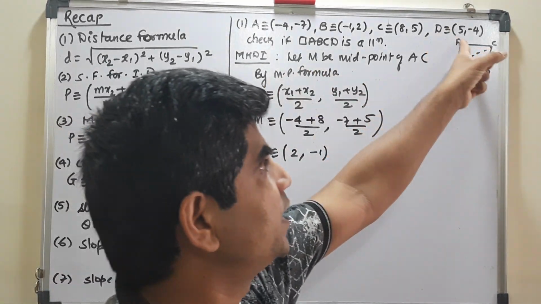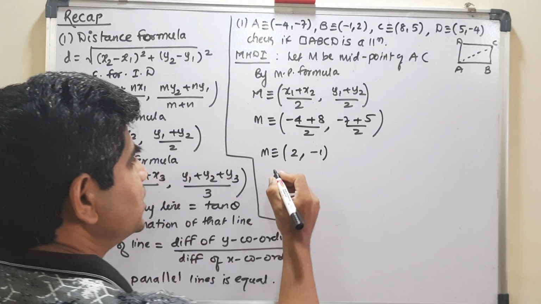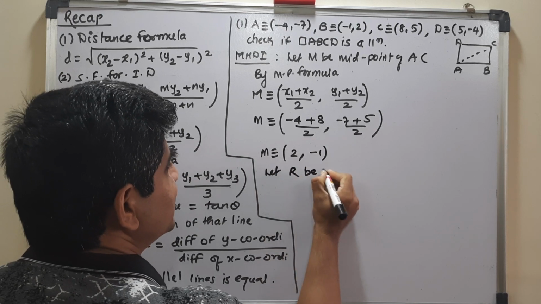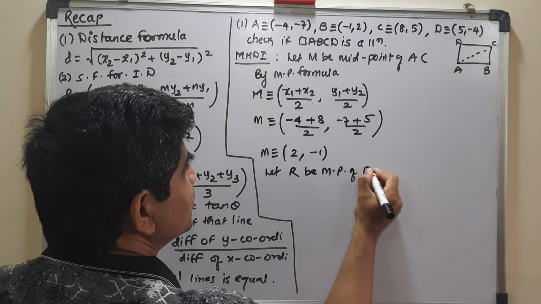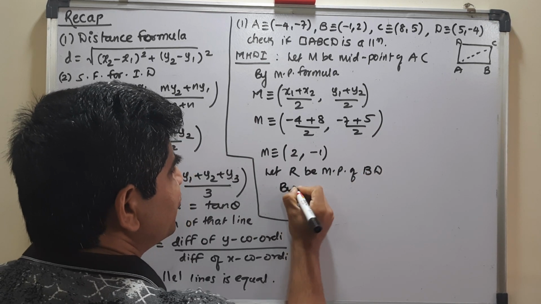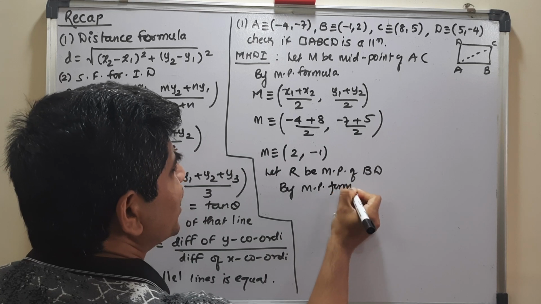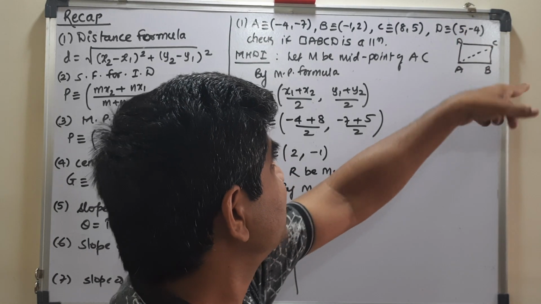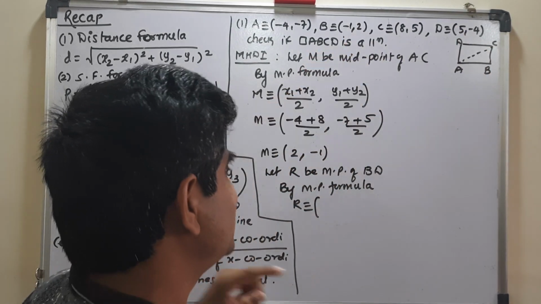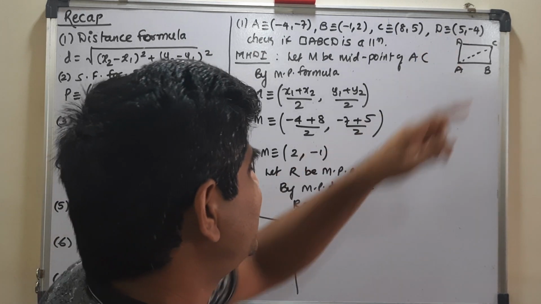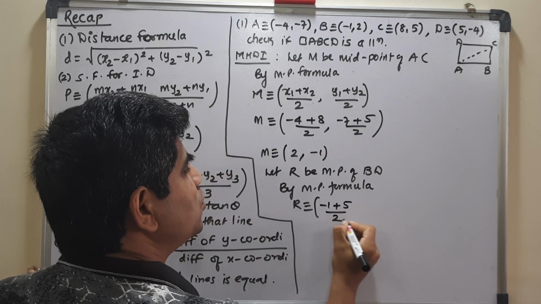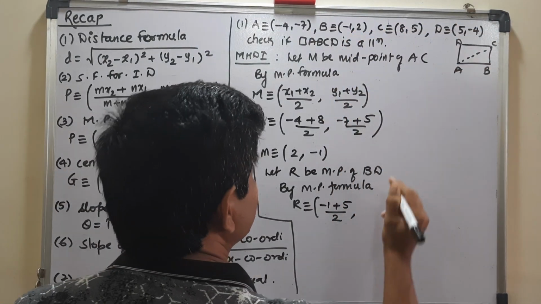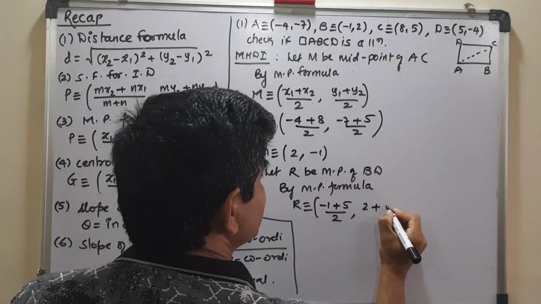I will check what is the coordinate of BD. So I will say here, let R be the midpoint of BD. So by the midpoint formula, now there is no need to write the formula absolutely. The coordinates of the midpoint of BD will be: this is your B, x coordinate of B is minus 1 plus 5 divided by 2, comma, sum of y coordinates divided by 2, 2 plus minus 4.